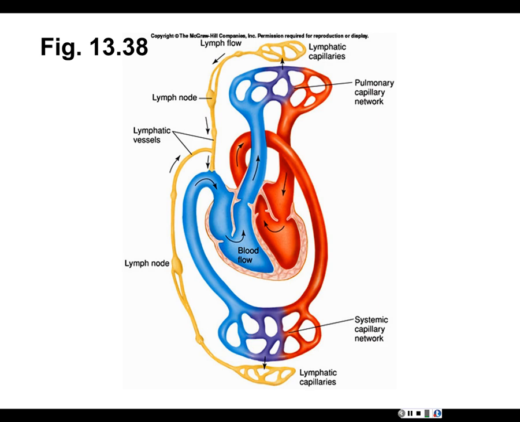Figure 1338 illustrates the association between the lymphatic vessels, the capillary and the venous supply. You can see the checkpoints, the nodes, and then the lymph is returned into the general circuit. Lymphatic vessels are there as well. What questions do you have about this general introduction to the lymphatic vessels, how they're built, and what they do?